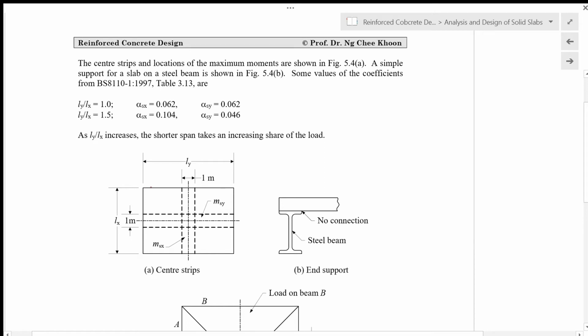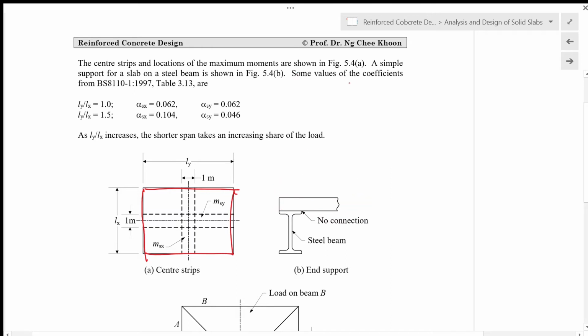At the supports here, we assume that the support and the slab are not connected integrally. So there is no integral action between the beam and the slab. In this case, the slab is free to rotate when load acts on the slab, meaning that we have a true zero moment at the support.